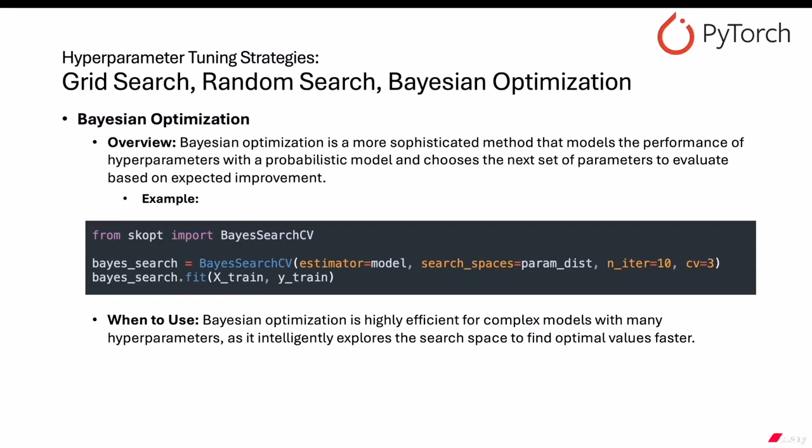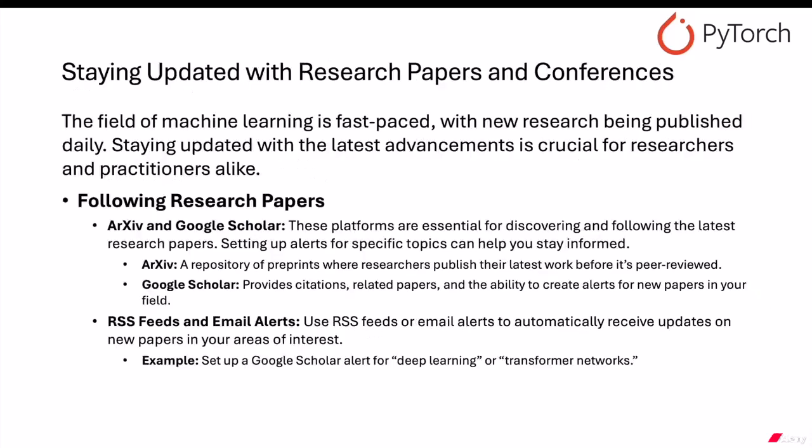When to use? Bayesian optimization is highly efficient for complex models with many hyperparameters, as it intelligently explores the search space to find optimal values faster.